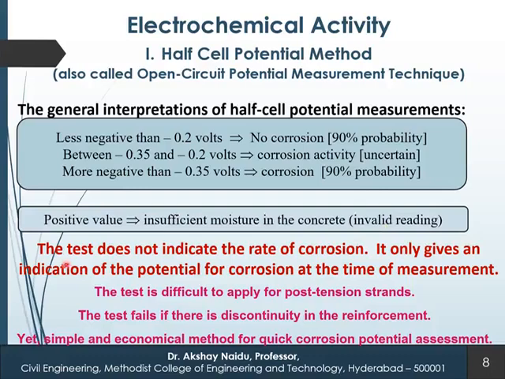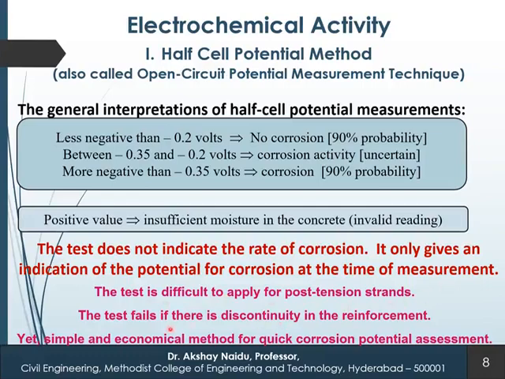Now, very important, this half cell potential method test does not indicate the rate of corrosion. It only gives an indication of the potential for corrosion at the time of measurement. Also, this test is difficult to apply for post-tension strands in pre-stressed structures.